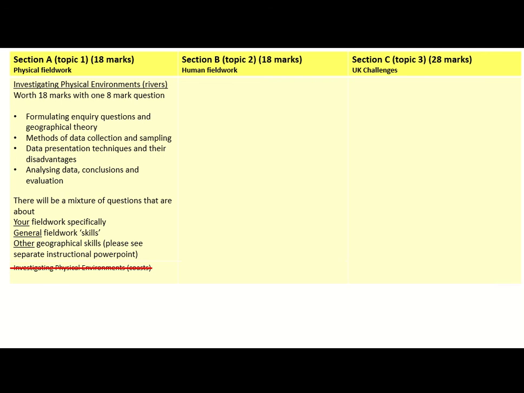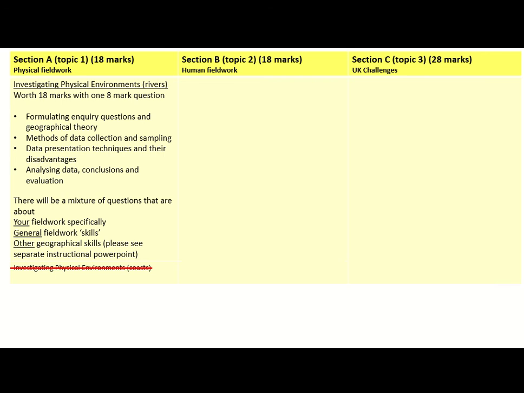8 of those marks are for an 8-mark question, and they'll ask you potentially about formulating inquiry questions. So they might show you a photograph of a place and say, what geographical questions could you ask about this place? And looking at geographical theory. So when we looked at rivers, the theory is probably going to be something along the lines of the Bradshaw model, because we tend to investigate the Bradshaw model when we look at rivers.